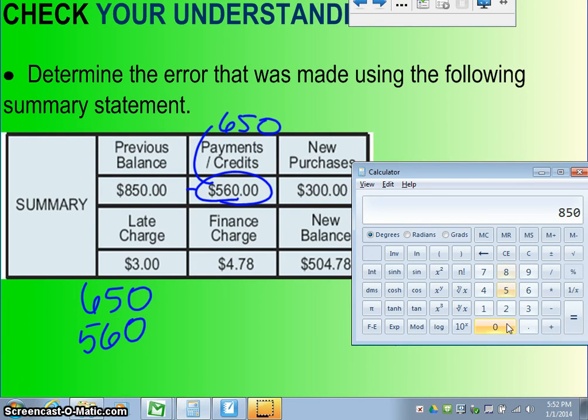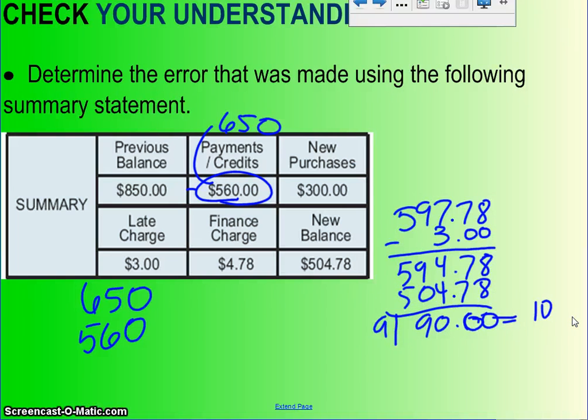So we're looking at 850 minus, we're going to put in the error amount, which is 650, plus the new purchases. We're going to leave that late charge alone because we determined that that might be one of the errors as well. And look at that, we've got 504.78. So it looks like in this case there were actually 2 errors. We had to do a little bit of studying to find out where those errors were. So great job. We've got one more to go in this lesson and then we'll be finished with Unit 4.